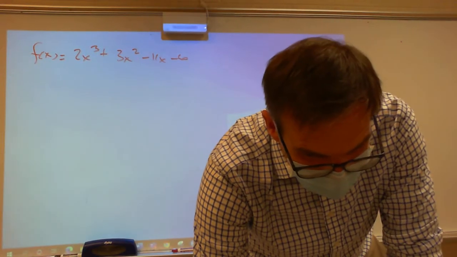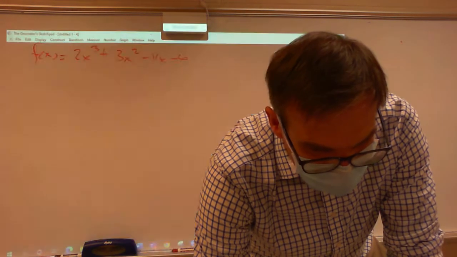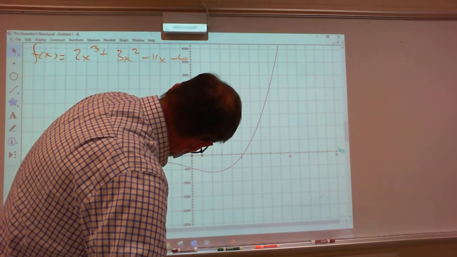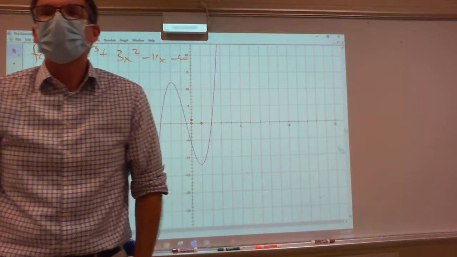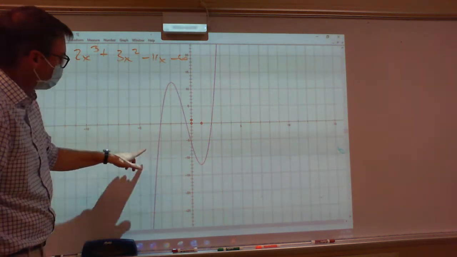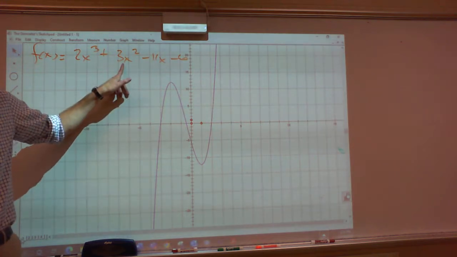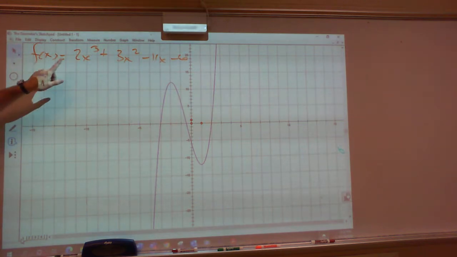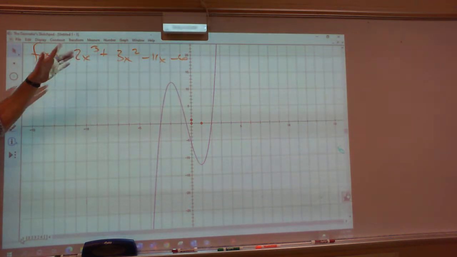Not the graph. No, but I'll talk about that. So what we're gonna talk about today is how do we use a graph to help us, right? This is the graph of this polynomial. How many zeros does this have? 3. Okay, so this has 3 zeros.